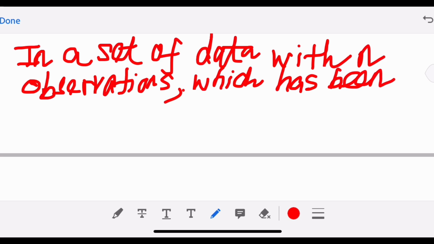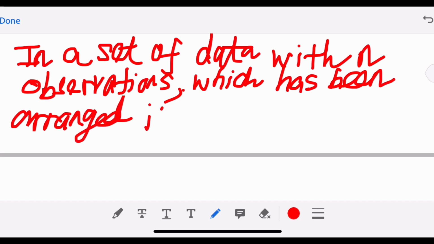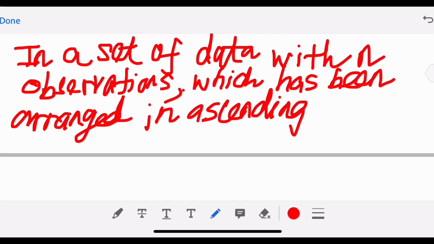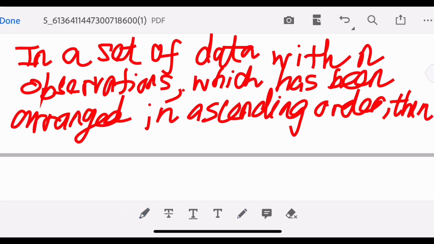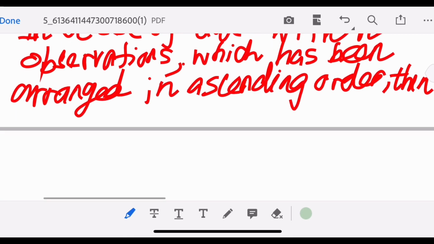So n observations means n data, and the measures must be arranged in order. Either ascending order or descending order is okay, but normally we prefer ascending order. Please follow the rules. Ascending order is better.